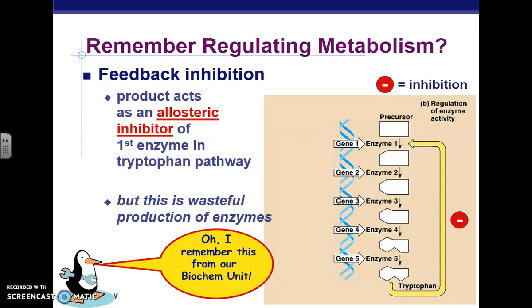So we're going to see how bacteria can both turn on their genes when they need them and turn them off when they don't need them. And the benefit of being able to turn on and off genes is that you only have the proteins made when you need them.